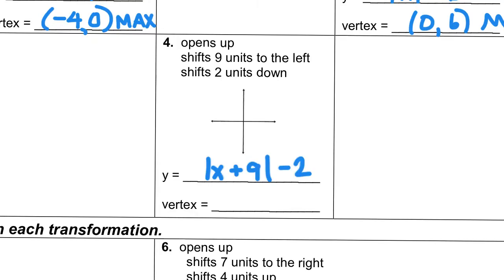For number 4, this is the equation. If we shift 9 to the left, then that means I'll shift 9 left and 2 down, and my vertex will be here. Then it will open up, and so I know that that will be a minimum value. Since I shifted 9 left and 2 down, it's going to be -9, -2 is the point of our vertex.